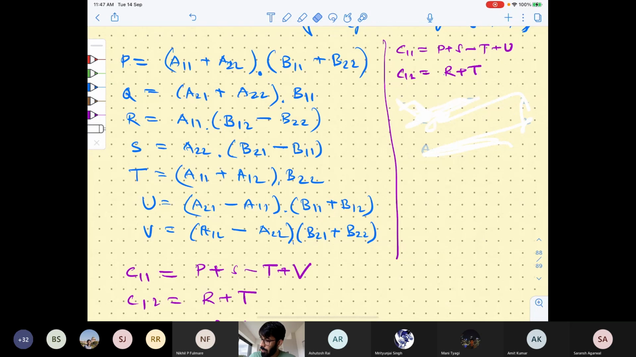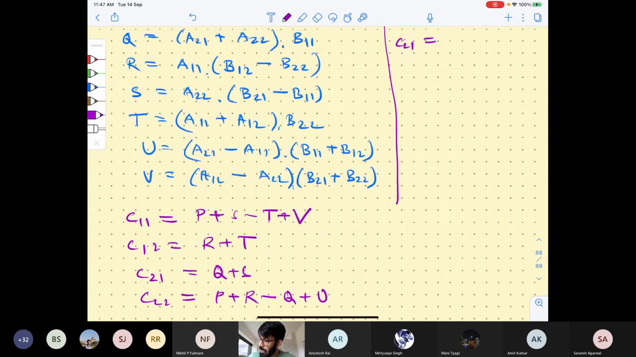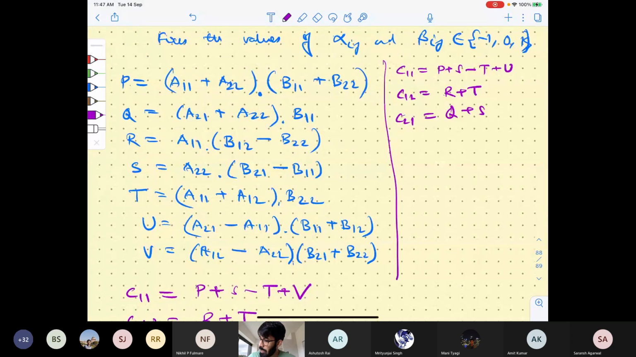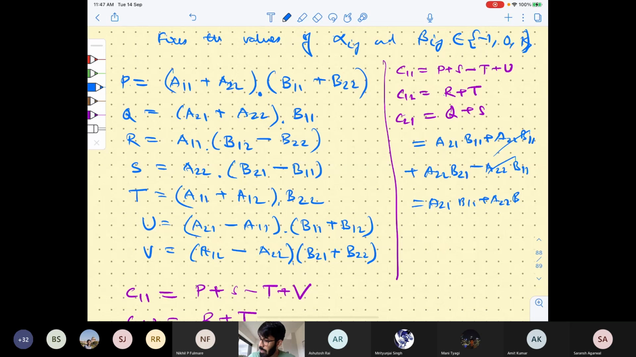And let's see the next one, which is C21 is equal to Q plus S, it says. So what is Q plus S? Q plus S is A21 B11 plus A22 B11 and plus A22 B21 minus A22 B11. So when this gets cancelled, it's equal to A21 B11 plus A22 B21. And that is what we want. And again, you can verify that this also works out.